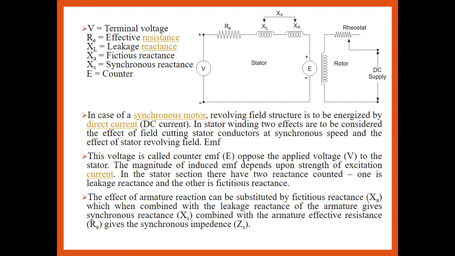And now we have to discuss their circuit representation, in terms of the equivalent circuit. Whenever we talk about the equivalent circuit, what are the different parameters with reference to the stator and the rotor? Number one, Re. What is Re? It is the stator resistance. Then XL is the leakage reactance, and XA is the armature reactance.